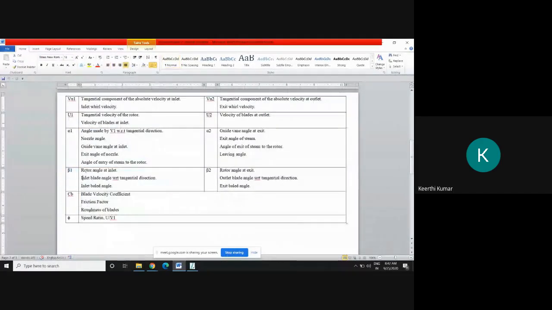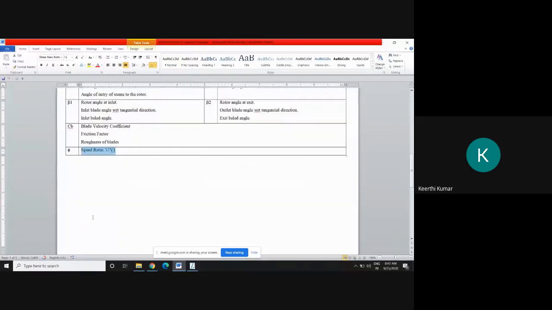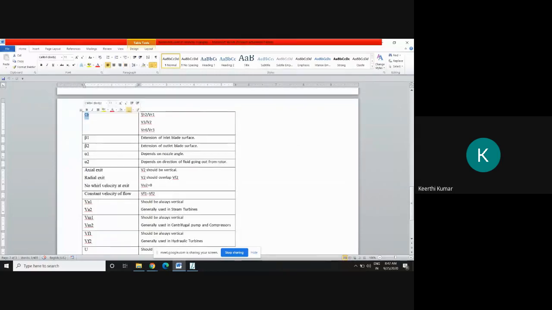Similarly, beta 1 is the rotor angle at inlet, inlet blade angle with respect to tangential direction. Anything we can call, and it all leads to beta 1. CB is equal to blade coefficient, friction factor, roughness of the blade. All these three tell about CB. And phi is the ratio U by V1 that we derive. That is called the speed ratio. And the CB formula is VR2 by VR1, or V3 by V2, VR4 by VR3. These two formulas will come only for multi-stage, but for single stage, only the first formula holds good.